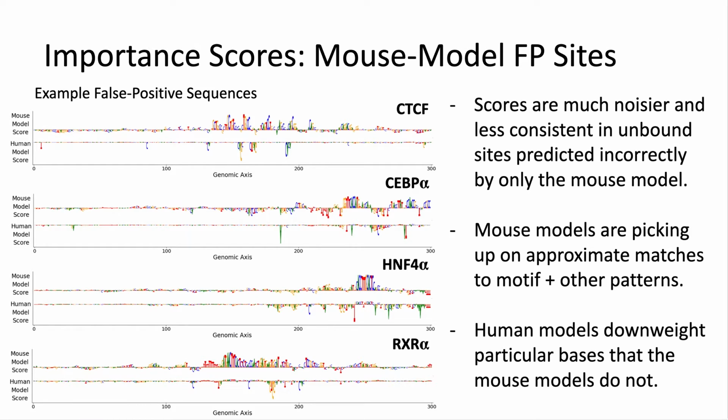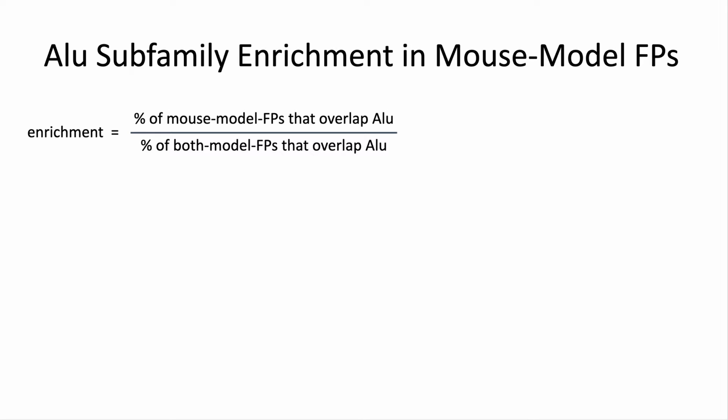Another way of looking at this, or answering the question of what's going on at the sequence level that is causing this false positive issue for the mouse model, is to look at subfamily enrichment of specific ALU subfamilies.